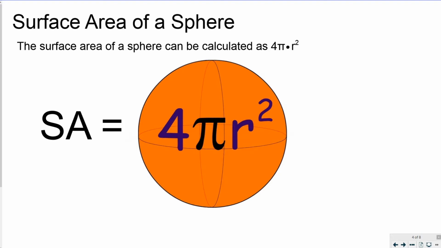So to calculate the surface area of a sphere, you would multiply 4 times pi times r squared. So you're going to take the radius and square it. And you're going to multiply that amount by 4 pi.